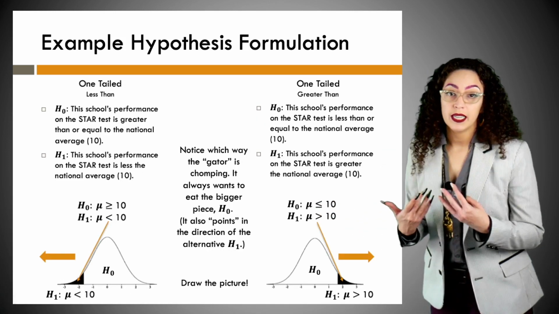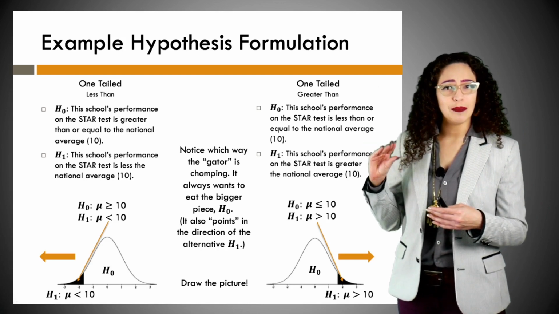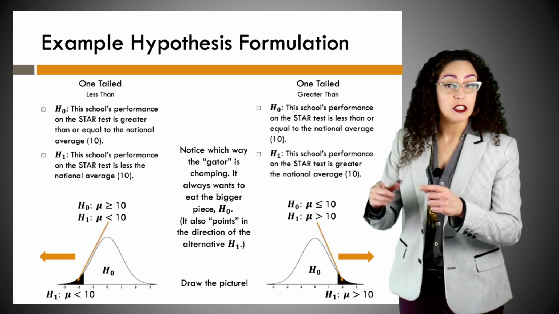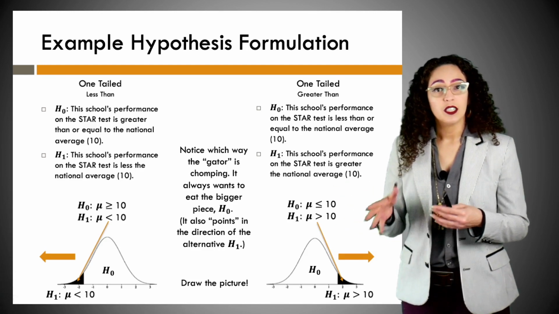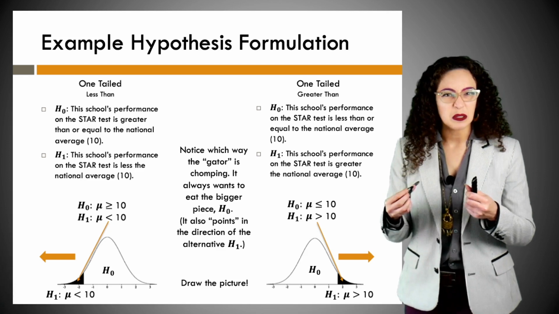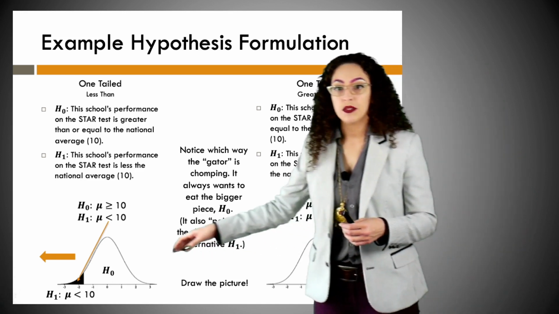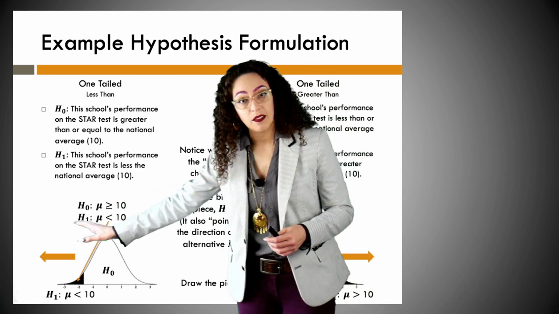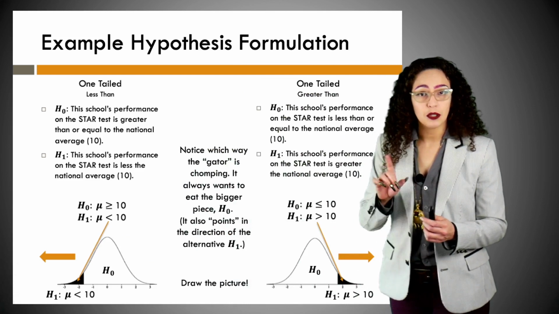So when it comes to the one-tailed tests, one little way to maybe help you is to notice which way the gator is chomping. Remember that? It always wants to eat the bigger piece, that null, and it also kind of points in the direction of the alternative hypothesis. But probably the best thing to do is draw the picture. Drawing the picture is going to help you stay oriented, and it'll help you tie the realistic world to the statistical world. If I say that I think that this school is doing worse than the national average, do you think it would be on the left side or on the right side? It'd be on the left if you were to draw it, because down here we're going to have lower values and lower numbers. So draw the picture. That's the take-home message. Draw the picture, it'll help.